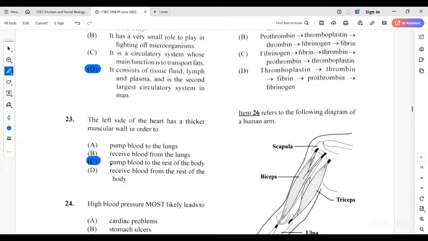Someone is asking what paper is this? This is the June 2022 paper 1 in Human and Social Biology.